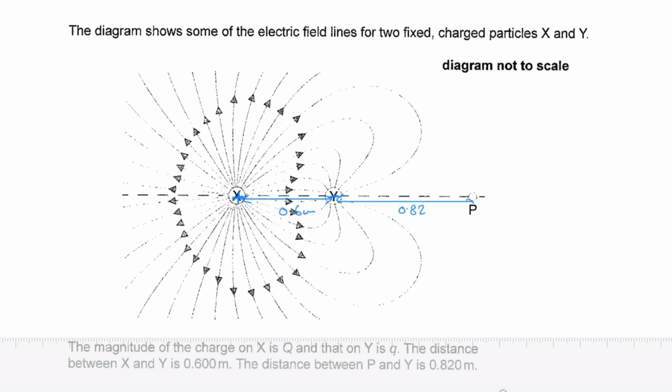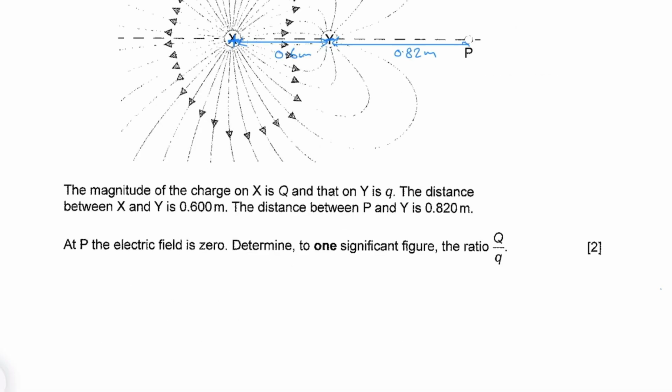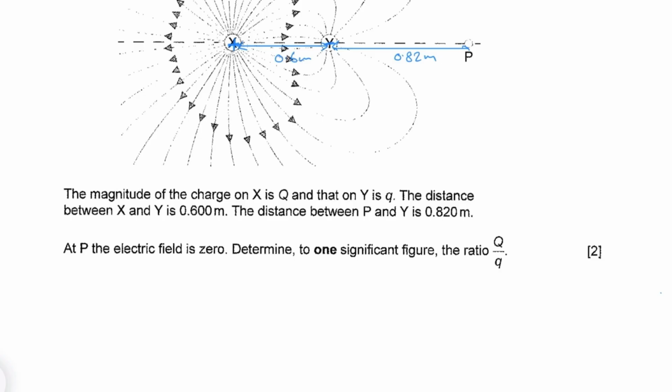I know it's three significant figures, I just can't be bothered with that. At P, the electric field is 0. Determine to 1 significant figure the ratio Q over q. If the electric field is 0 at P, that means the electric field due to X is equal and opposite to the electric field due to Y.